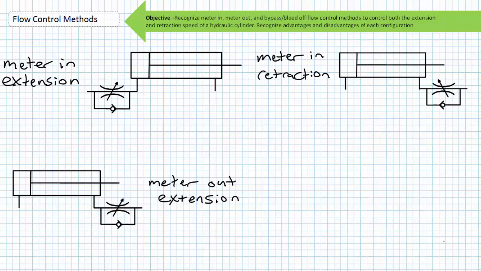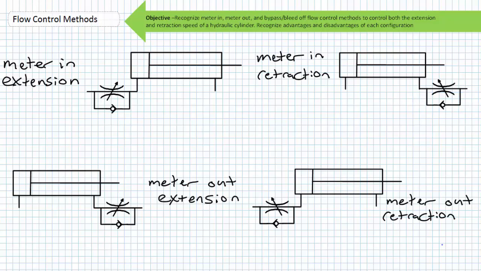Consider the function of the check valve bypass in meter in retraction. When run in this direction, it is controlling retraction speed. However, when reversed, it does not retard extension at all because of the check valve bypass. Finally, consider the function of the check valve bypass in meter out retraction. When run in this direction, it is controlling retraction speed. However, when reversed, it does not retard extension speed at all because of the check valve bypass.